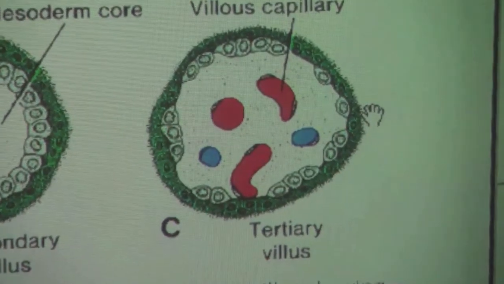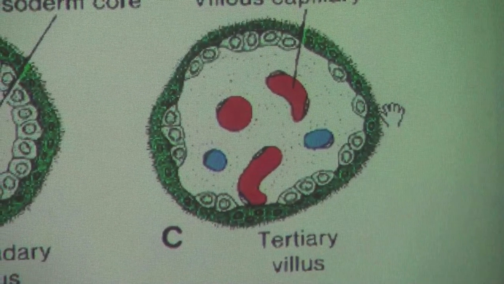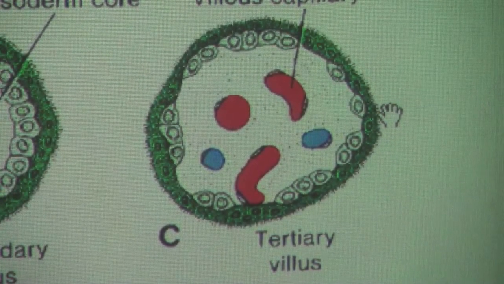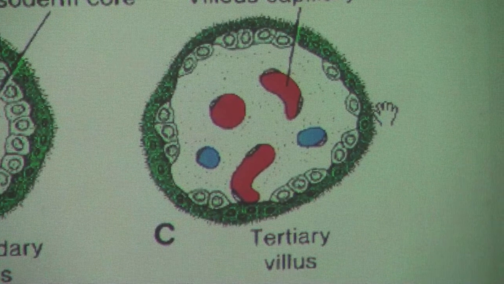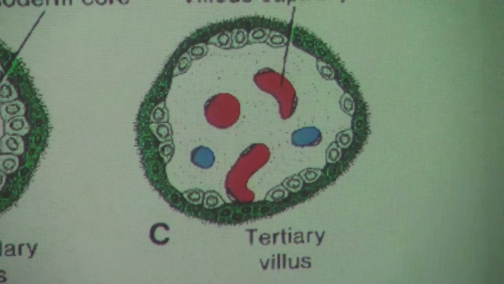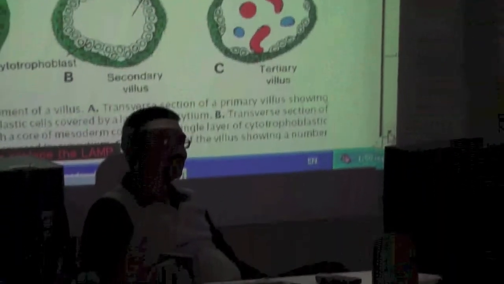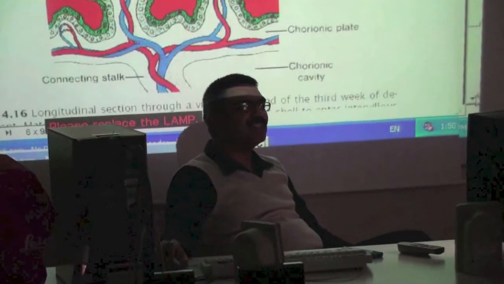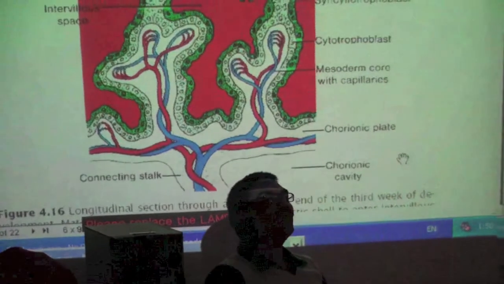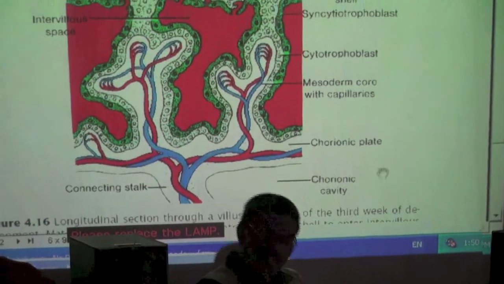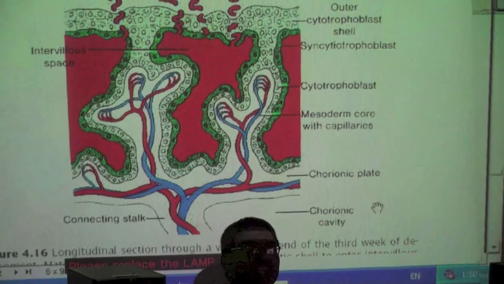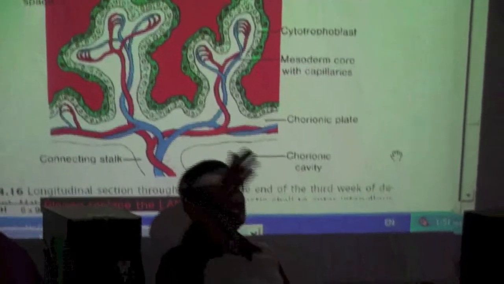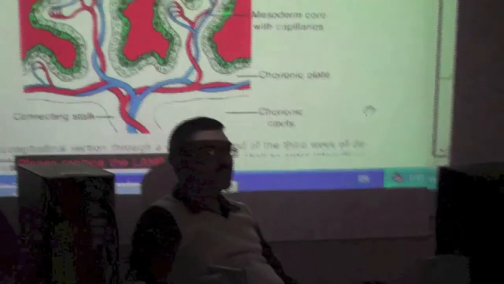Any question? Any confusion? Tertiary villi is chorionic villi. Okay? So if you get a question in the exam that says, describe the formation of chorionic villi, remember, chorionic villi is formation of tertiary villi. So first tell primary villi, then secondary, then tertiary.